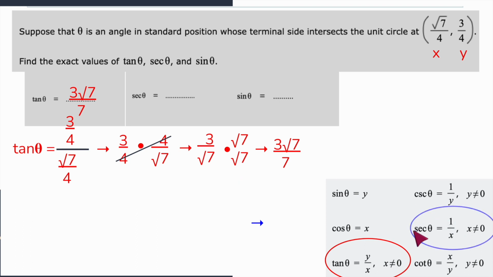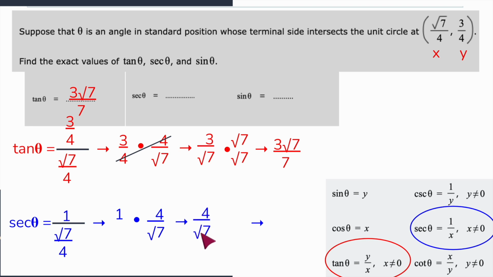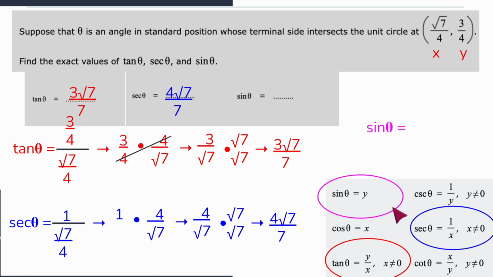All right, so now I'm going to do secant for my next one. So it's going to be 1 over x, so 1 over that negative square root 7 over 4. But remember, that means I'm going to multiply by the reciprocal because I can't divide like that. So it's 1 times 4 over square root 7. And I can't leave the square root 7. I have to rationalize. So I'm going to multiply by square root 7 on top and bottom. So I end up with 4 square root 7 over 7. Our very last one here is sine, which is just the y coordinate, which is 3/4. So we don't have to do anything extra with that one. It is just all done.